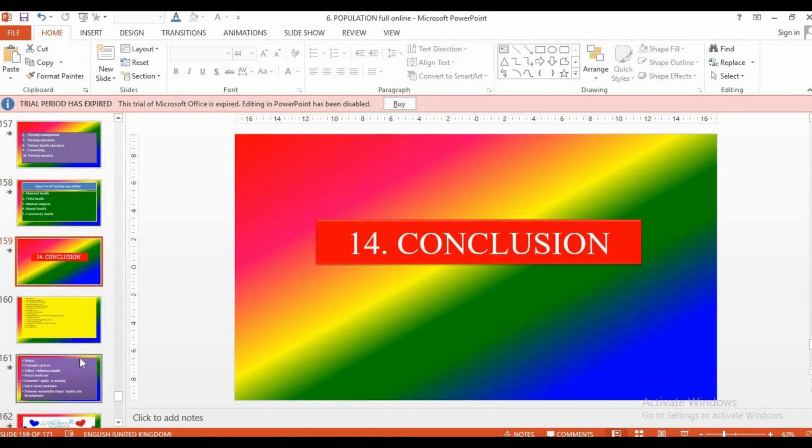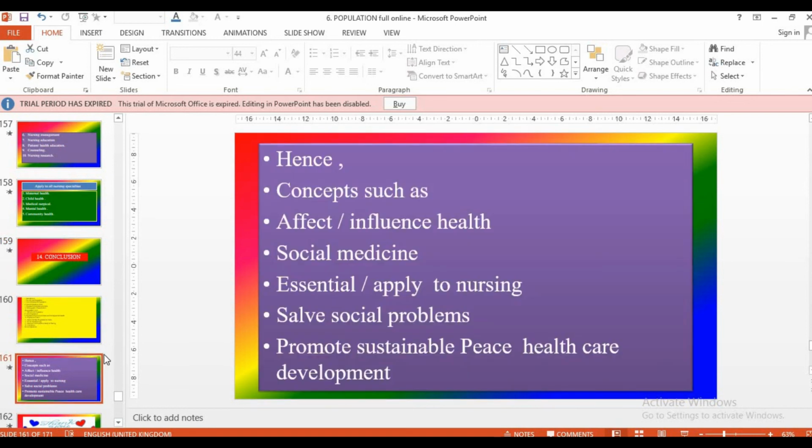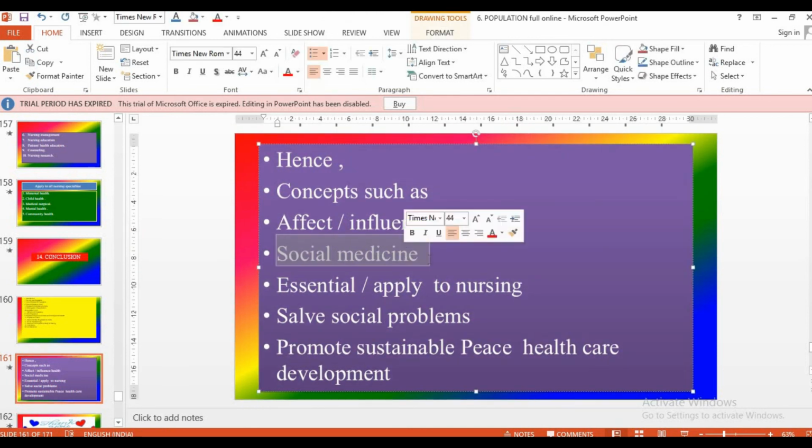Then conclusion. So the study of population studies is very important. The concepts such as we have already discussed affect or influence the health. For example, overpopulation affects the health with evil effects. It is used as a social medicine, which means if you reduce the population you can reduce the disease.